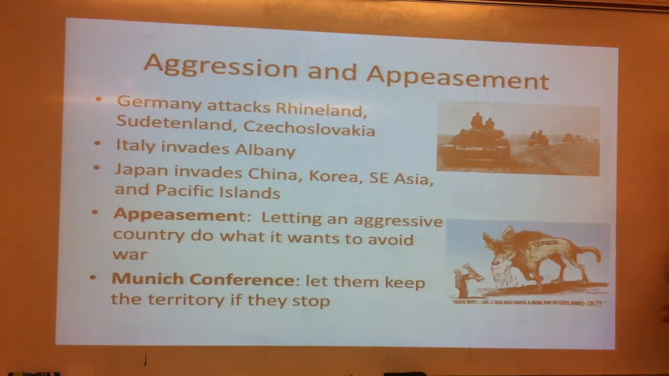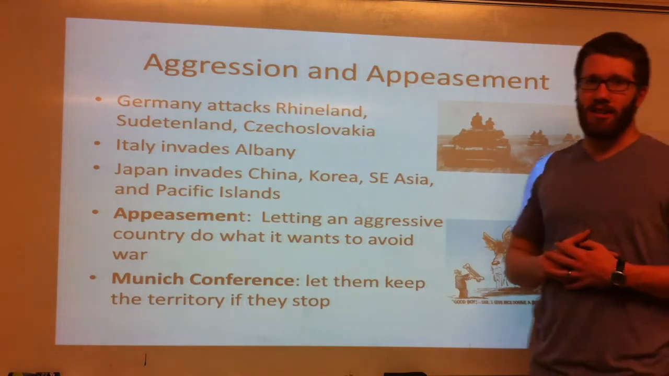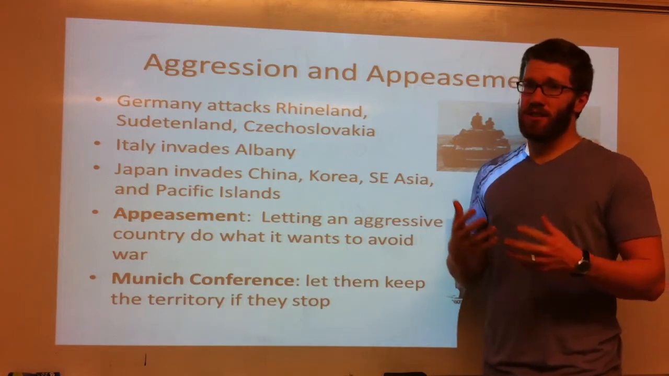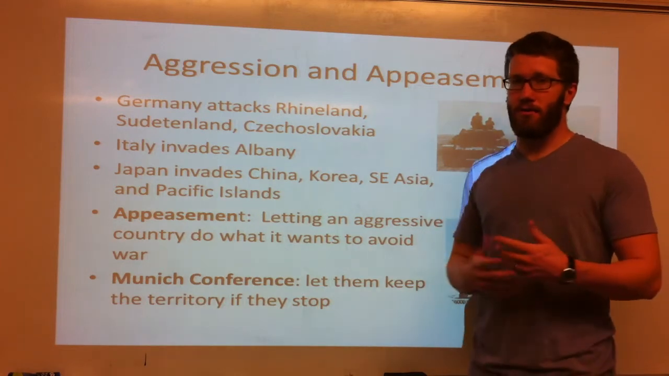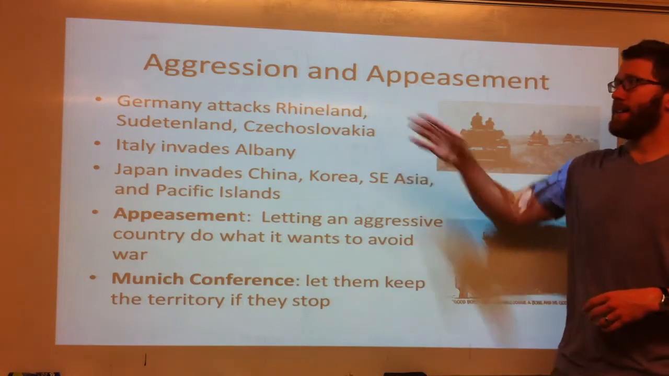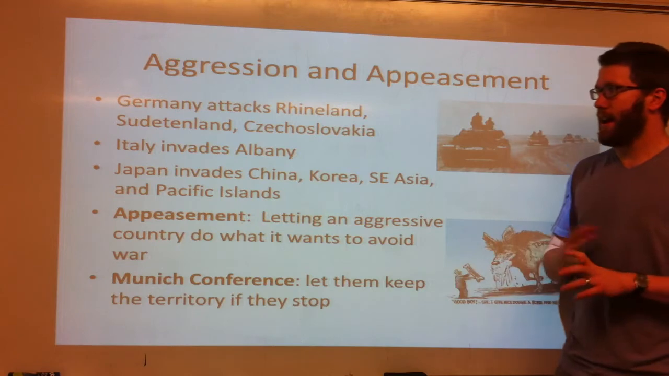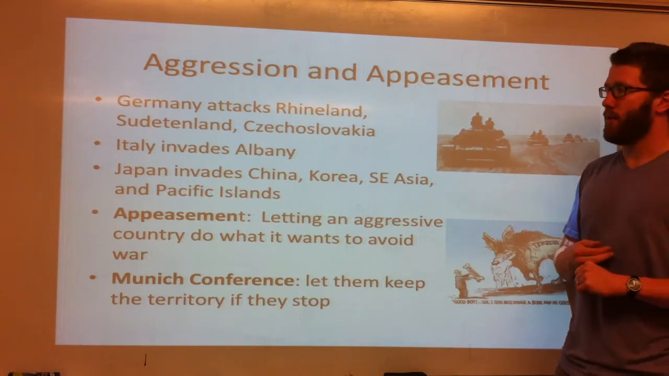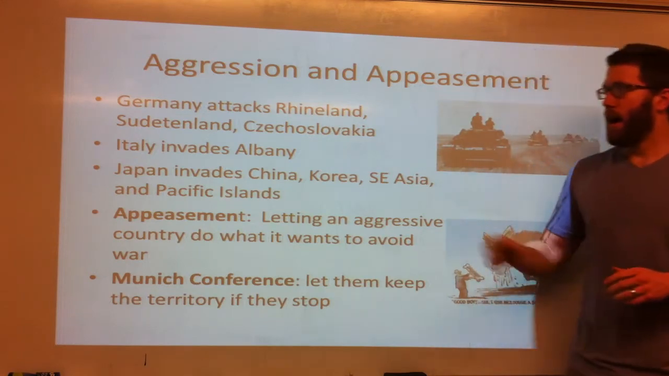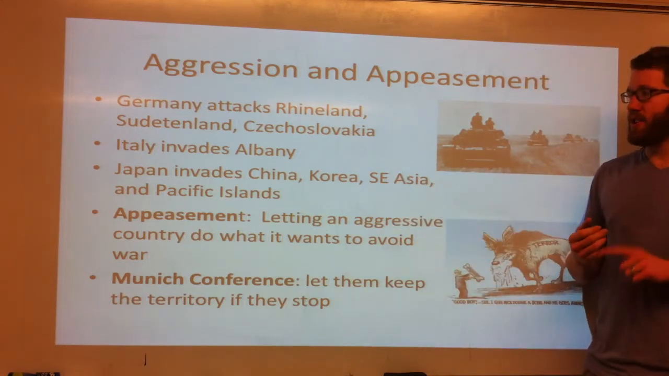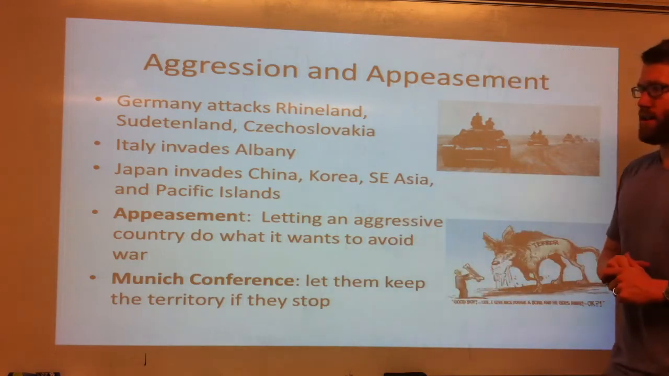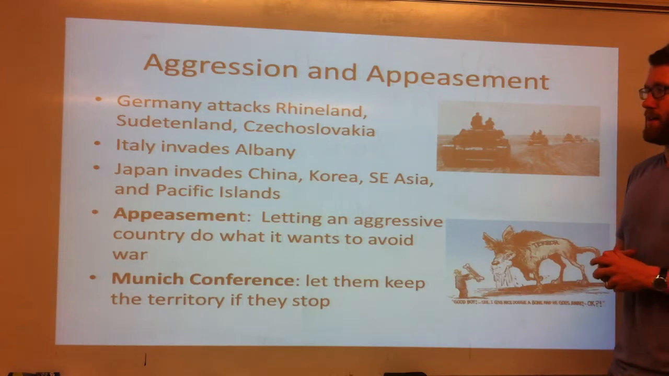Now, the war really started with the Axis aggression, especially that of Germany. During the Treaty of Versailles, Germany was basically forced to sign this agreement that said they're not going to be aggressive, they're not going to attack anybody, but they break the Treaty of Versailles and they attack the Rhineland, Sudetenland, and Czechoslovakia and take that over. Italy invades a country called Albania, and Japan invades China, Korea, Southeast Asia, and the Pacific Islands. So they're all expanding and creating pretty big empires.